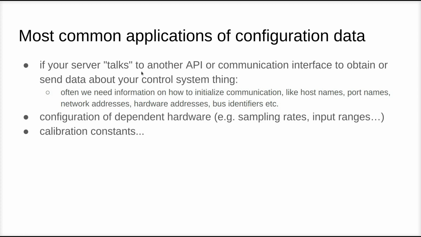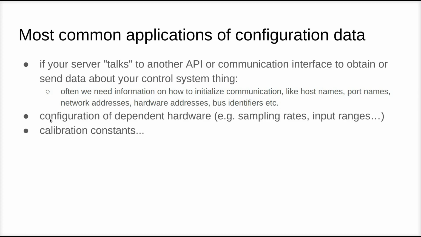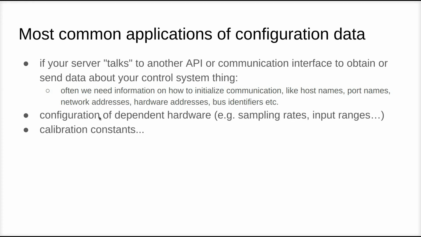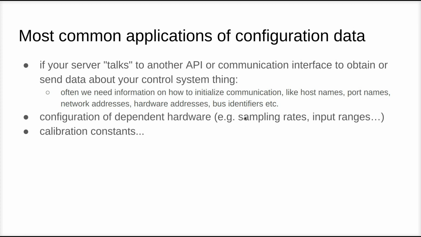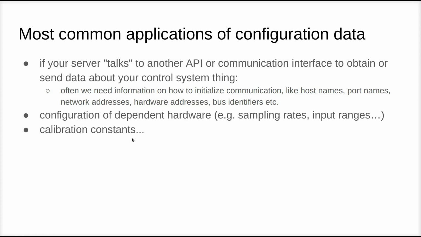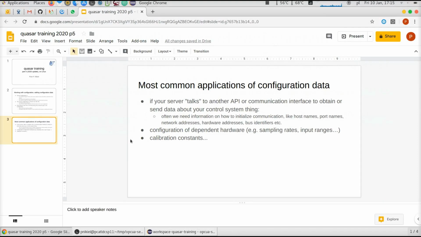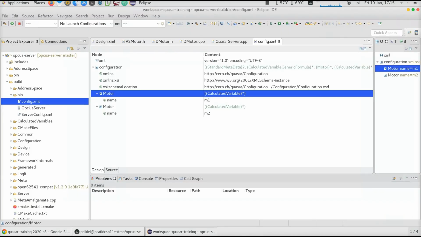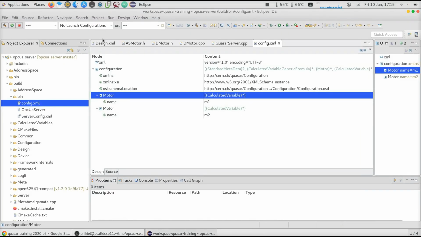Apart from this information, often you also need to have information on configuration of dependent hardware. So, for instance, if you perform acquisition of data like ADC samples, you might need to know what's the intended sample rate, the input ranges. You might need to know the calibration constants, and so on and so forth. So now, how to address this problem practically and how to add some supplementary configuration information.